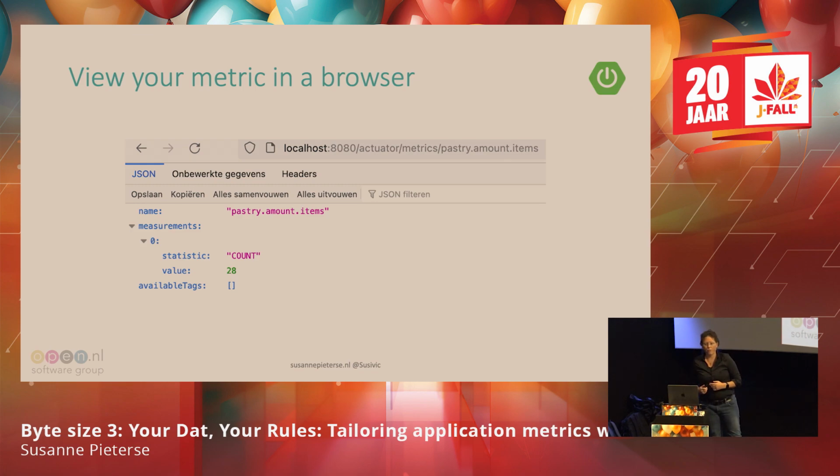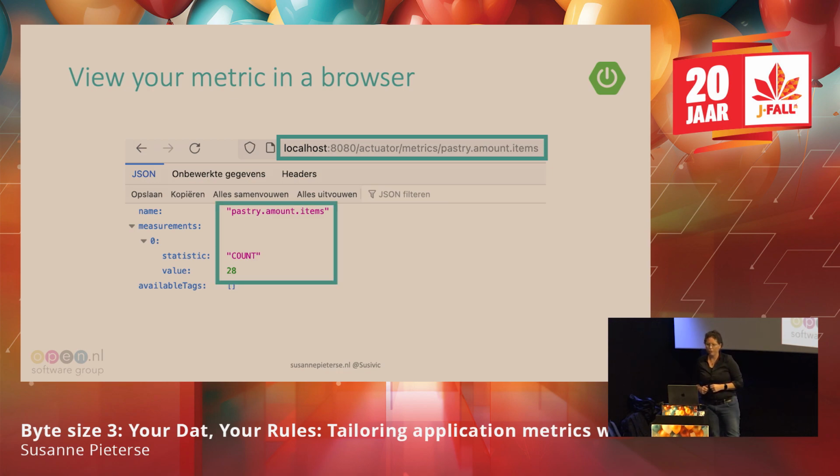Then you start up your application, and you hit your endpoint to order some pastries, and then you can look up your metrics like this at the endpoint for metrics, and here you can see the label that you came up with yourself, and you can see here the value 28 pastries ordered.